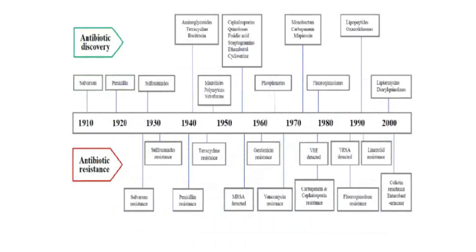In the 1940s, aminoglycoside antibiotics, tetracycline, bacitracin, and many other antibiotics were coming up. In the 1950s, macrolides, polymyxin, and nitrofurans were discovered. So in the 1940s and 1950s we witnessed a lot of development in the field of antibiotics, and they were available in the market as well. In the mid 1950s, cephalosporins, quinolones, fusidic acid, streptogramins, ethambutol, and cycloserine all came into the market.